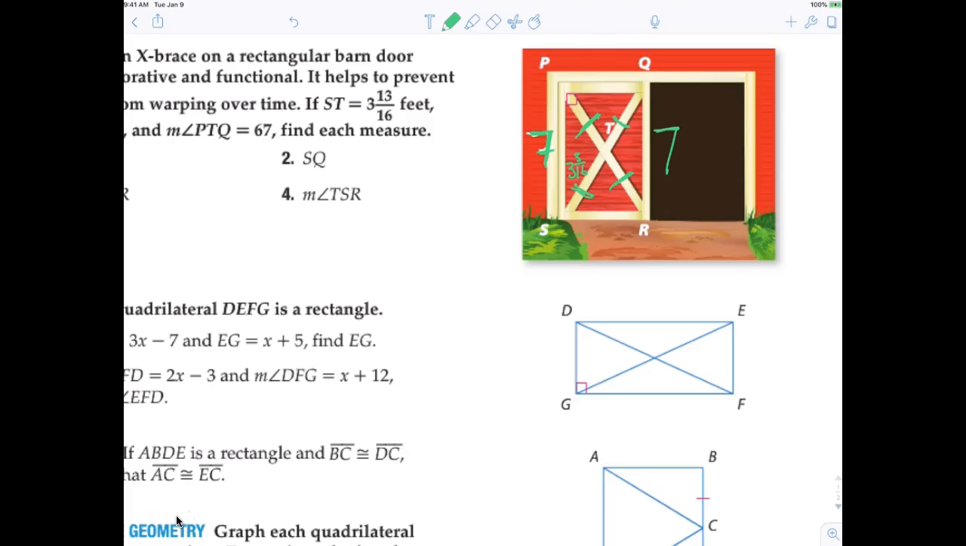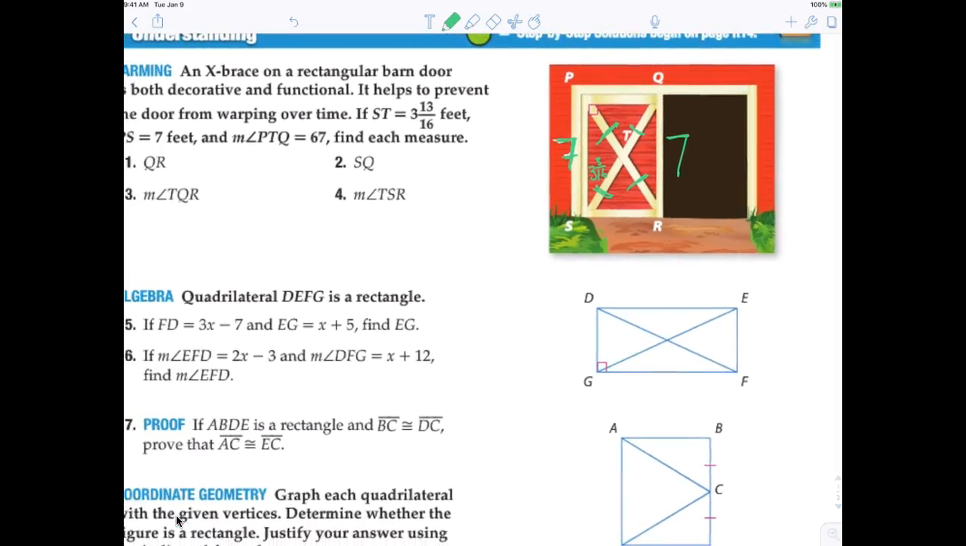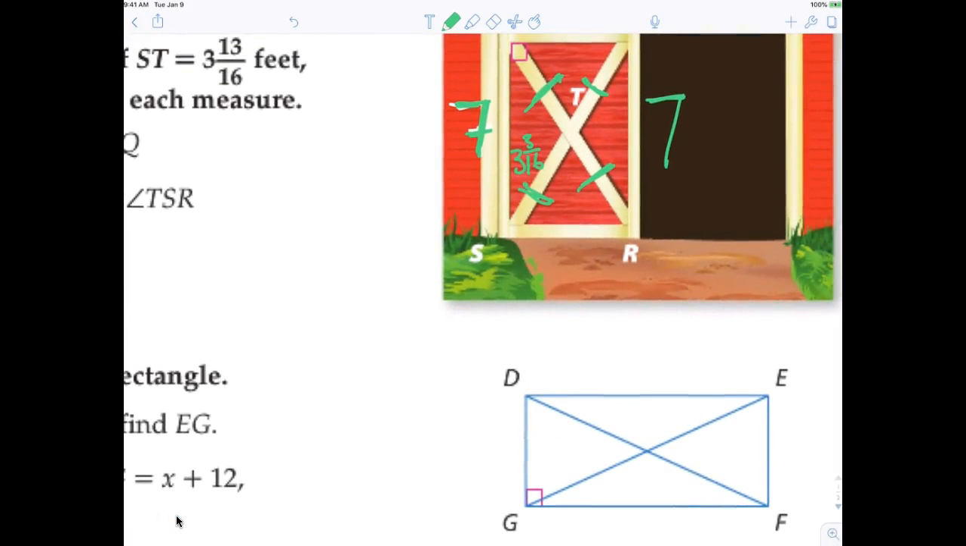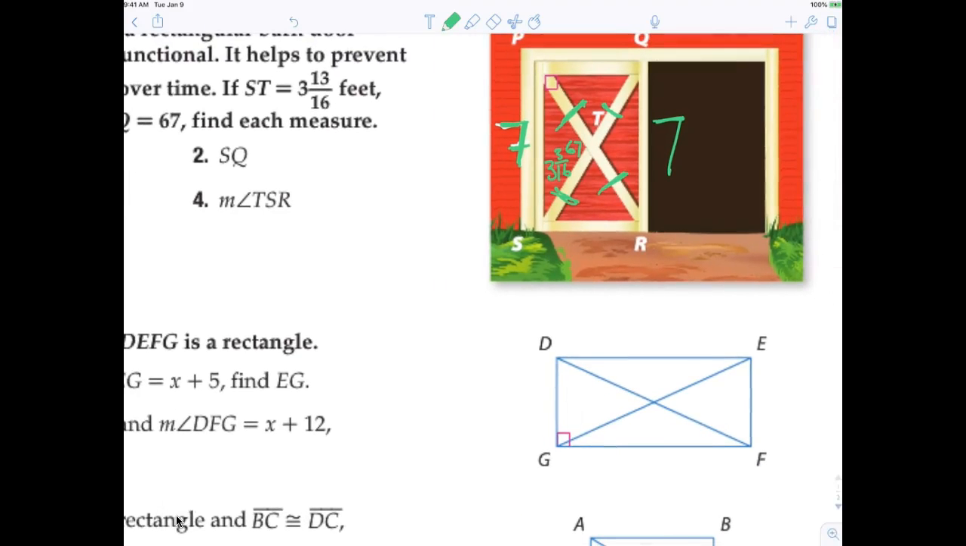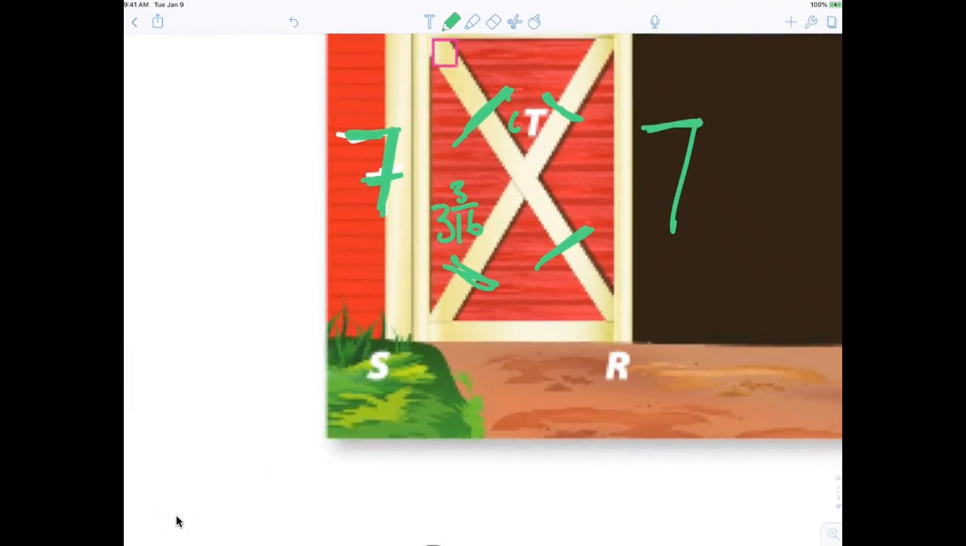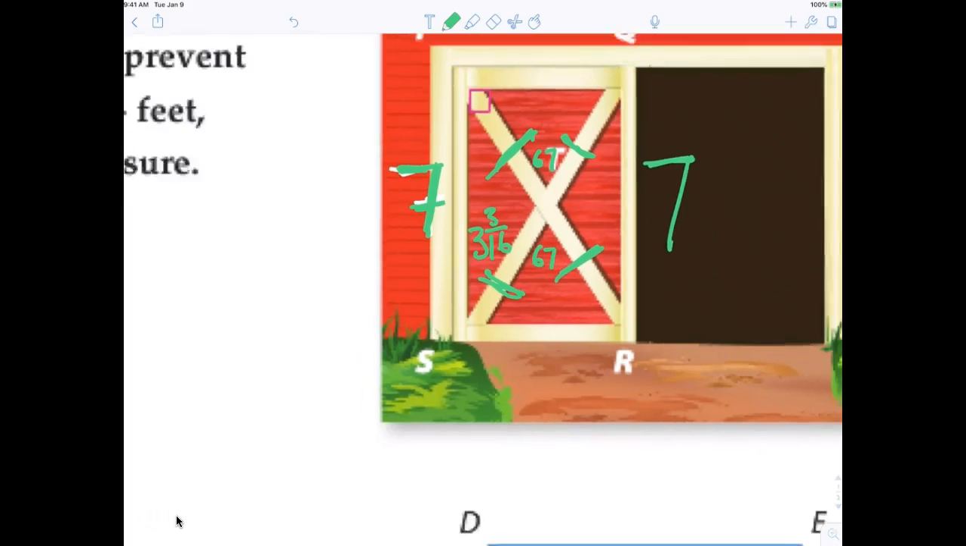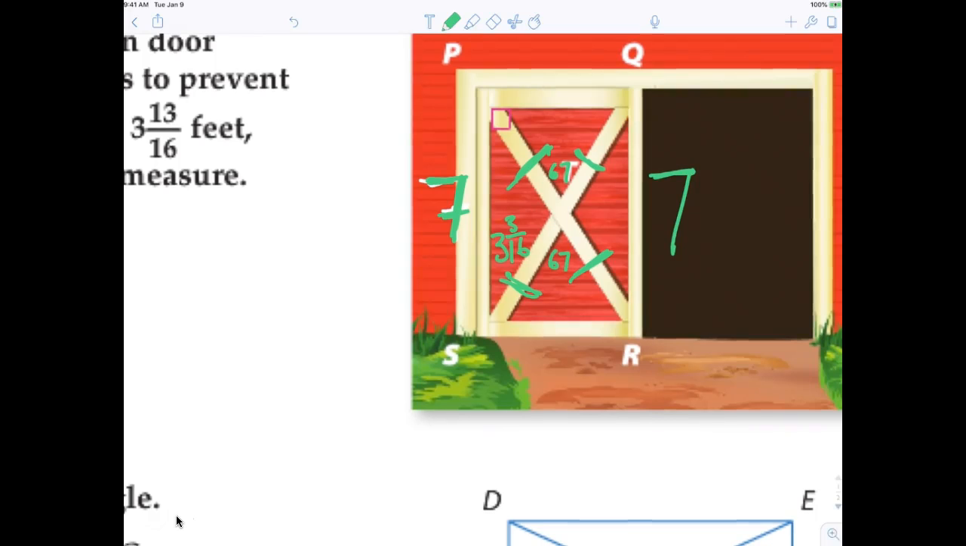Then it says that angle PTQ is 67 degrees. So this right here is 67. So that means the vertical angle is also what? 67. Did I do that wrong? Oh yeah, PTQ, thank you. So this one up here is 67. Then we can come down here and say this angle is 67. And then what would QTR be? 113, exactly. So this over here would be 113.